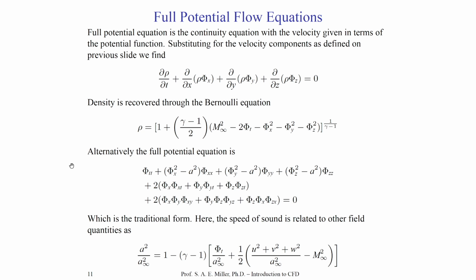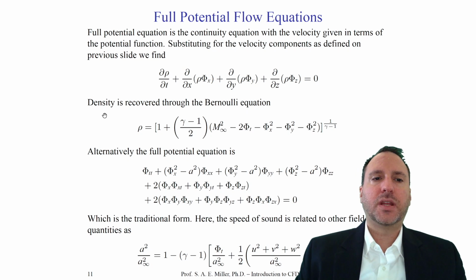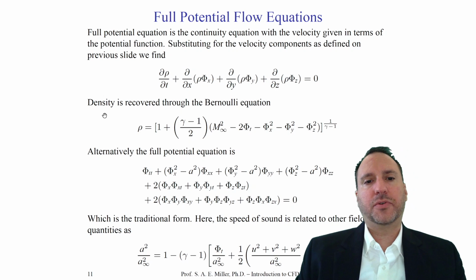Now let's look at the form of the potential flow equations. In this particular first equation, we have the full potential flow equation in compressible form. This is where we inserted phi for the velocity components in the continuity equation. Then, this enforces mass conservation, mind you. Then we can recover density through the Bernoulli equation, which hopefully you've examined previously.